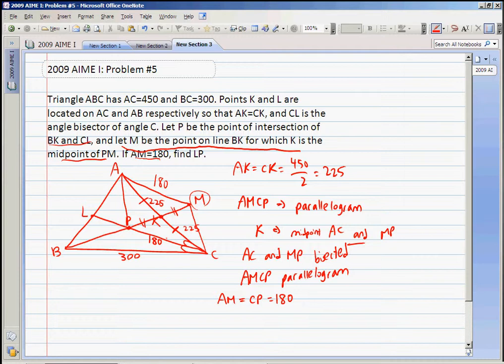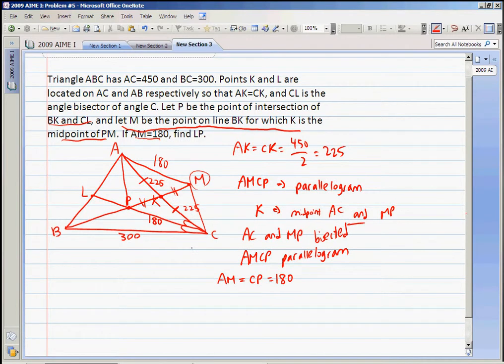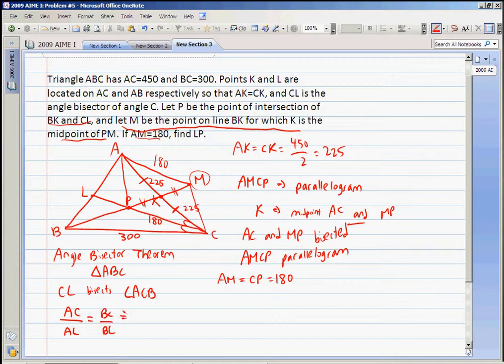Now let's proceed to computing some side ratios. From the angle bisector theorem, we can look at triangle ABC, and we see that segment CL bisects angle ACB. And by the angle bisector theorem, we can conclude that AC over AL is equal to BC over BL. So in other words, 450 over AL is equal to 300 over BL. So the ratio of AL to BL is 450 over 300, which simplifies to 3 over 2.